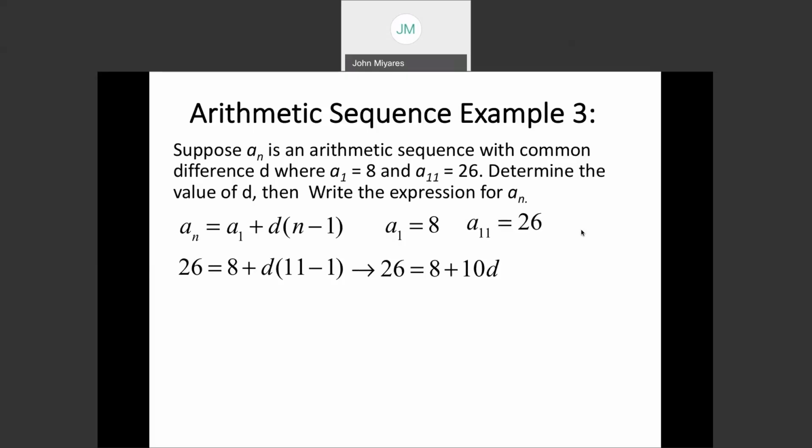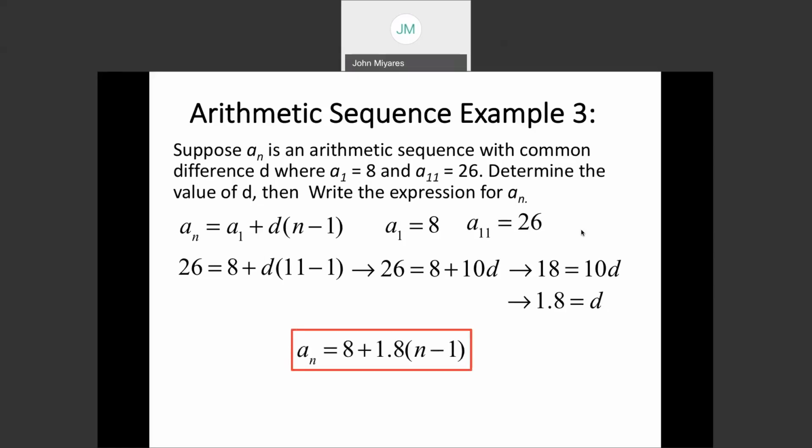Simplifying inside the parentheses, this equation becomes 26 equals 8 plus 10d, which when we move the 8 to the other side becomes 10d equals 18, or d equals 1.8. Now, you might be looking at this and wondering whether you did something wrong because your answer came out as a decimal. Nope, this is correct. You're in college now. Not every problem comes out with a whole number answer.